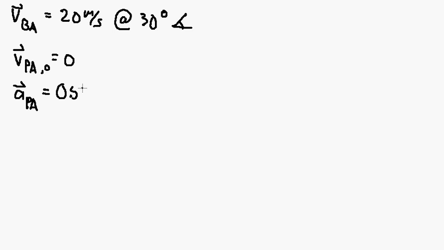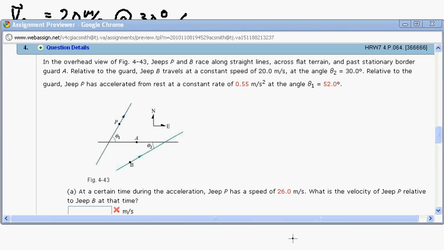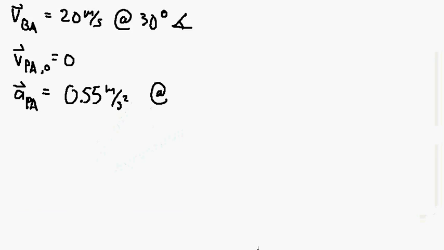I was going to symbolize this, but no, I'm just going to do it this way. 1.5 meters per second squared at, what was it? It was 52.0 degrees. Okay.